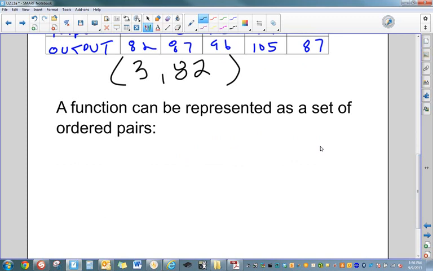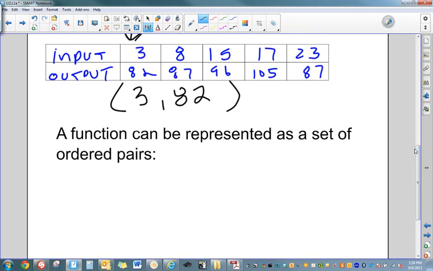Can I go up? Yeah. I think 87 and 23 is 87.